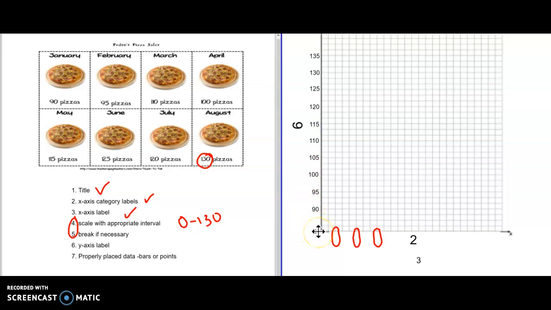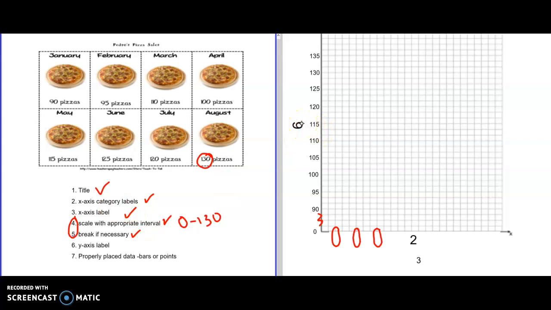Oh, I did 0, and then I went to 90, 95, and the whole way up to 135. So because I went from 0 to 90, yes, I am putting a break in there, okay? Because there's no data between 0 and 90. And then I went the whole way up with an interval of 5, up to 135. Now you'll notice I skipped 2 spaces in between each of our numbers, and that's okay as long as I did the same amount of skipping the whole way. And that's just to stretch out the information to make a prettier picture. Okay, so we have our scale with our interval, we have a break, and then number 6.